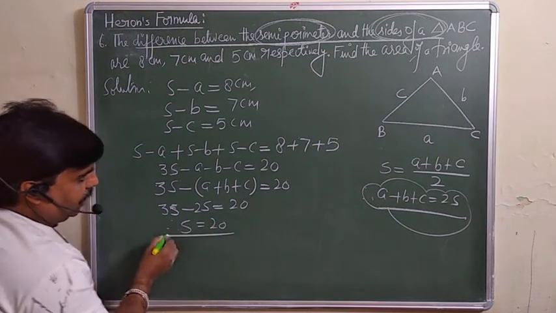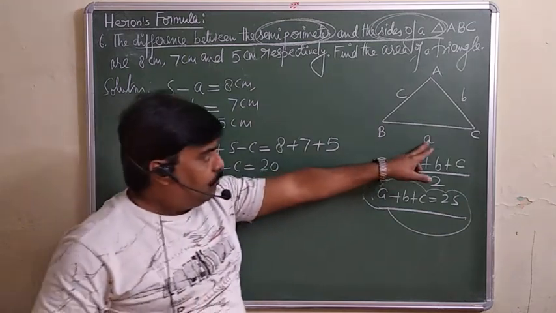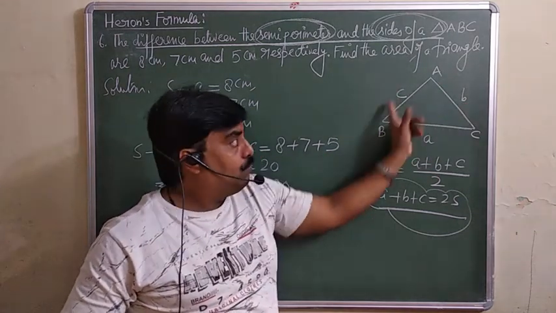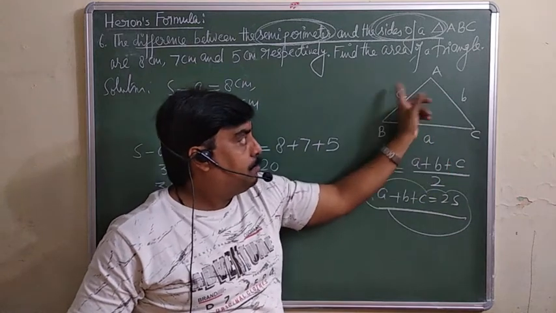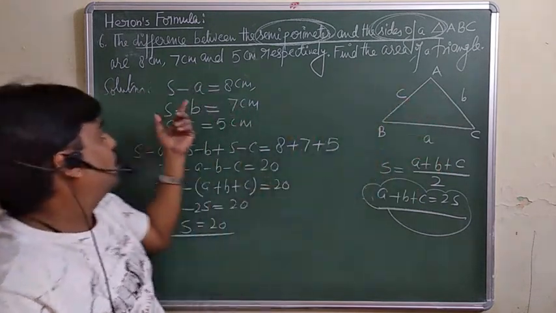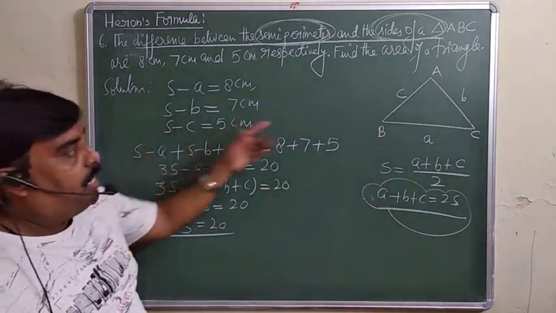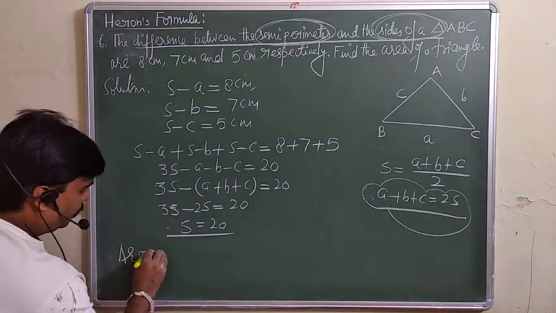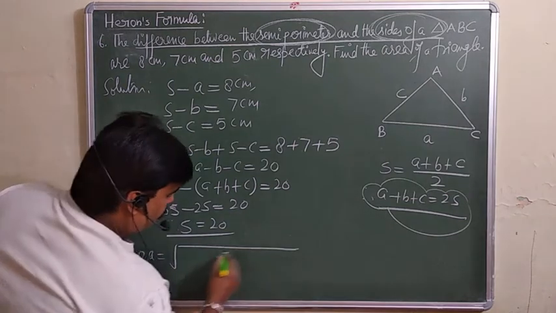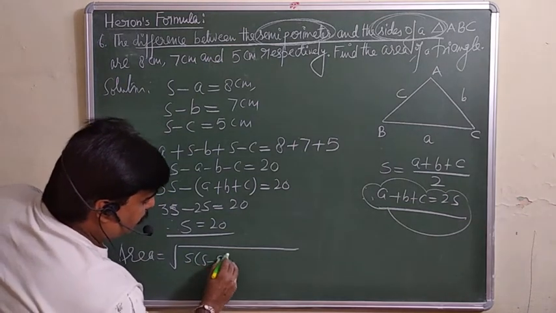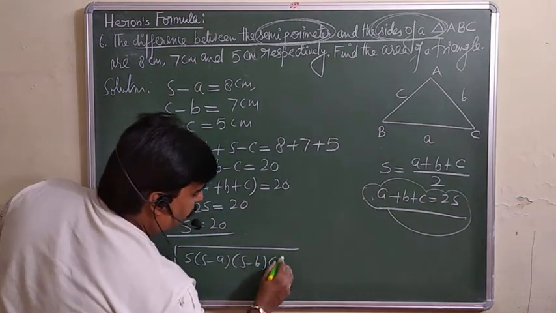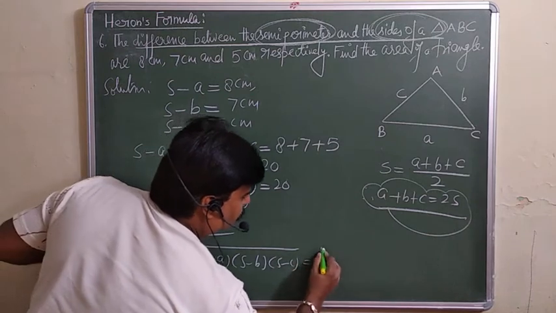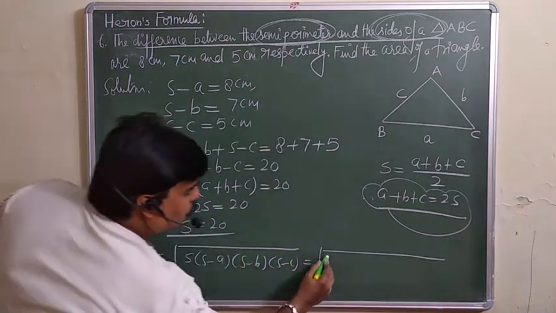Now you know this S, but we don't know ABC. But you want to find out the area of this triangle. हमें ABC पता होना चाहिए, लेकिन ABC we don't know. We know S minus A, S minus B, S minus C. We want to find the area of this triangle. So it's more than enough. Area का formula लिखिए, under root S, S minus A, S minus B, S minus C. S we already know, that is 20.